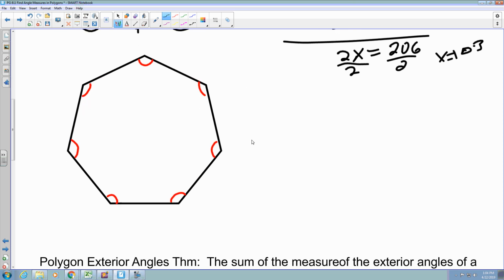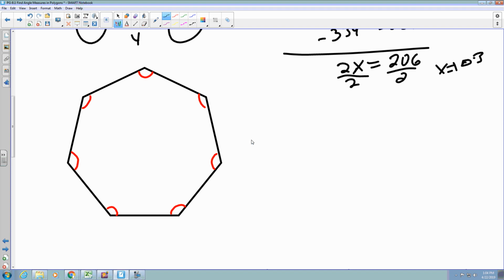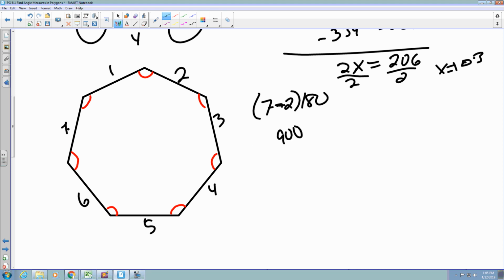All right. And then this final example here, we got 1, 2, 3, 4, 5, 6, 7. So we got 7. So this is 7 minus 2 times 180. 7 minus 2 is 5. 5 times 180 gives us 900. All right. And they didn't give us any measurements here, but they said that each marking, whatever the angle is, is going to be the same. So they're kind of equiangular.